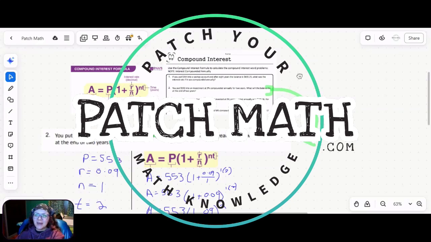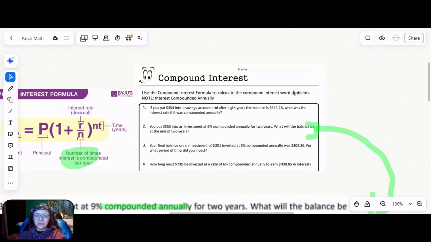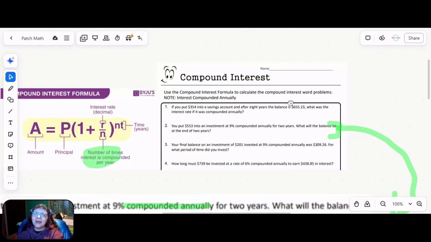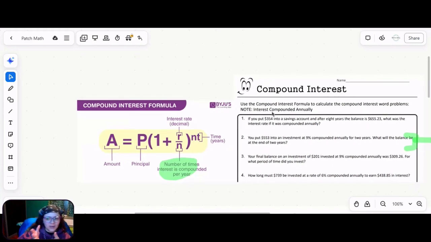Welcome back to Patch Math, where today we are going to continue to discuss compound interest. So if we're solving for A, these problems are just simplifying the right-hand side, easy, done. Already did a video on number 2.